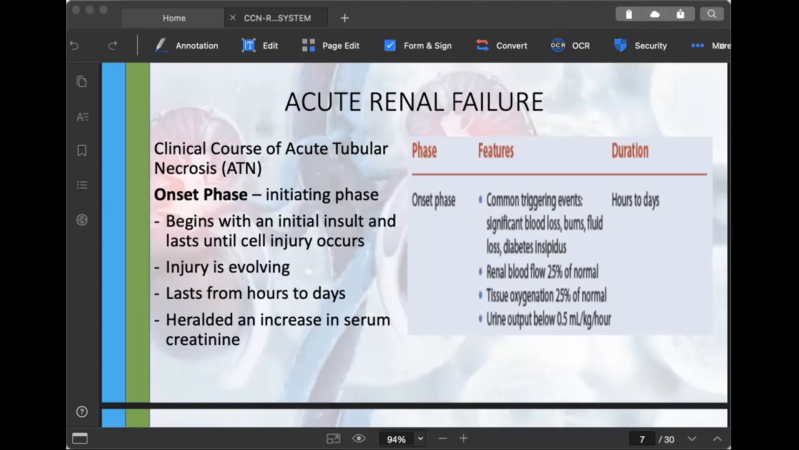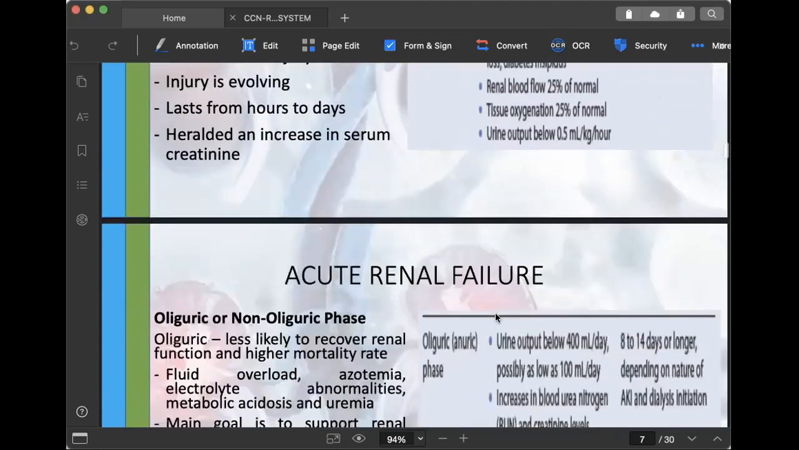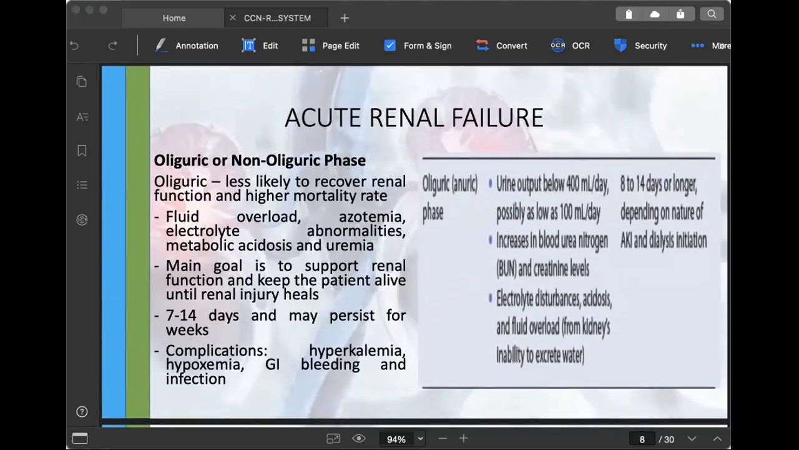Okay, so on the onset phase, common triggering events are significant blood loss, burns, fluid loss, and also diabetes insipidus. Renal blood flow is 25% of normal, tissue oxygenation is 25%, and the urine output is 0.5 ml per kilogram per hour. Okay, moving on to the next part, which is your oliguric phase.